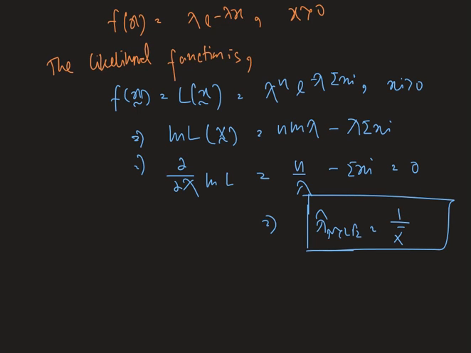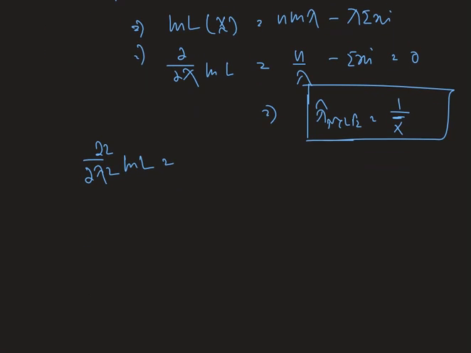Let's check whether the answer is right or not. How can we check this? We do the double derivative. If the double derivative results in less than 0, then our answer is true. So if we do the double derivative, we get minus n by lambda square, which is less than 0. Hence this is the maximum likelihood estimator of lambda.